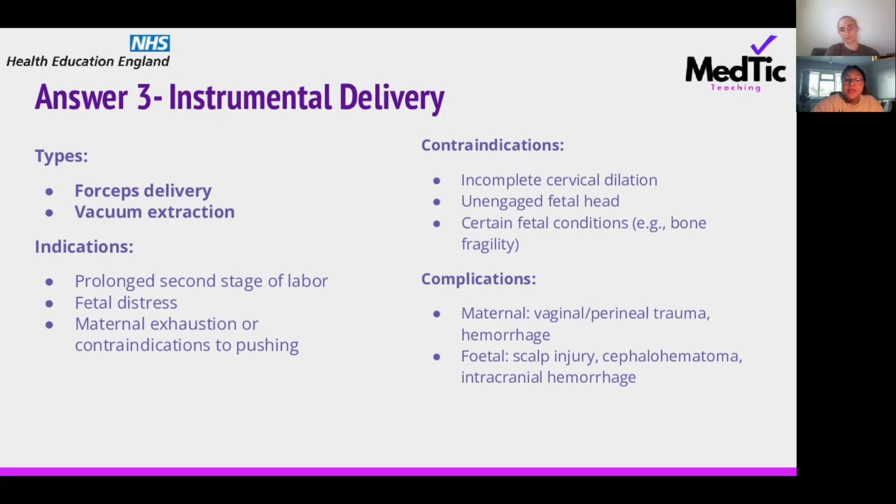Complications of an instrumental delivery: there's trauma to the vagina and perineal area, also risk of hemorrhage, and potential trauma to baby, like a scalp injury, a cephalohematoma, potentially even an intracranial hemorrhage, and specifically with forceps, if you imagine, as I'll show you on the next slide, the forceps come around the baby's cheek, so that could lead to a facial nerve injury as well.